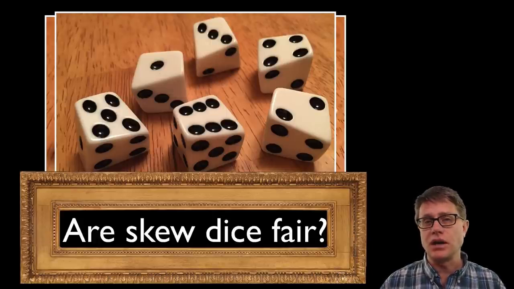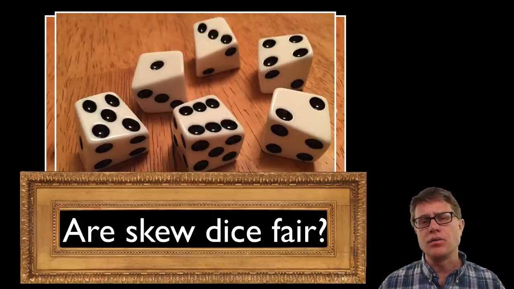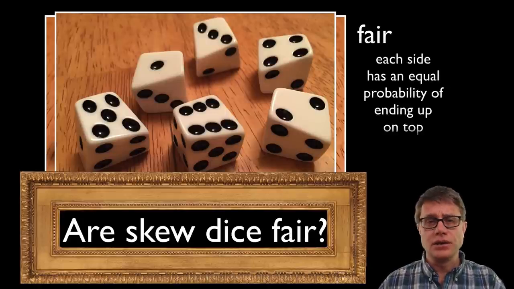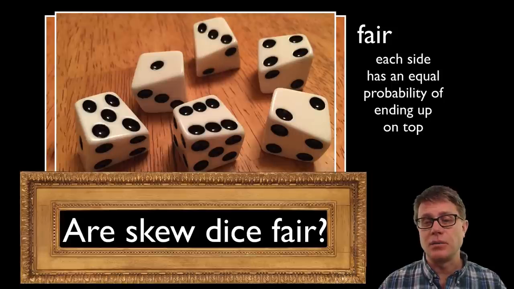I'm sure you know what skew dice is, but are we all in agreement with what it is to be fair? Well, let's define it. Fair is this idea that each side has an equal probability of ending up on top. Now, once we have that definition, you can use that in that logical connection.